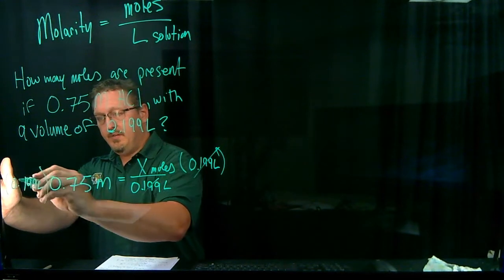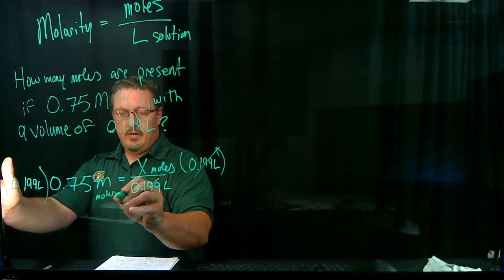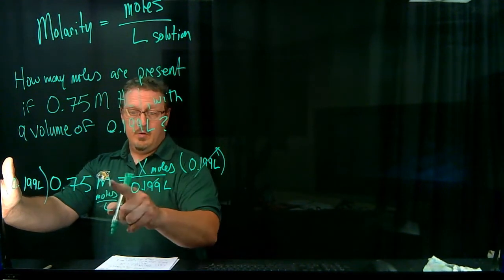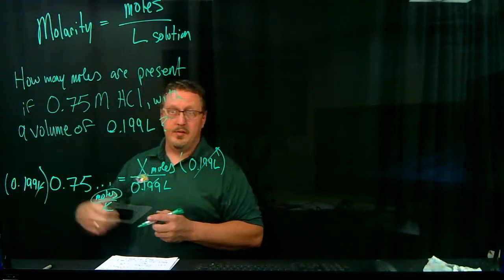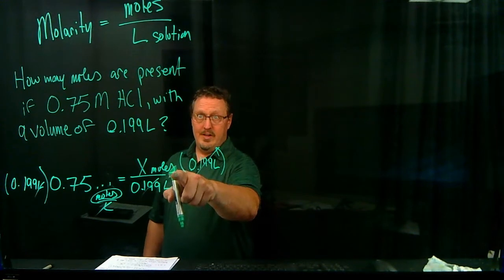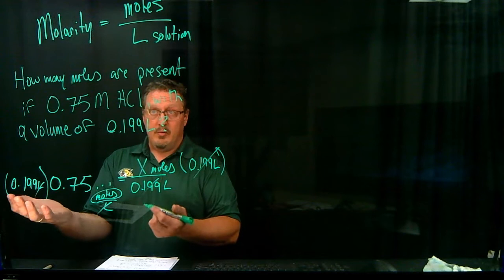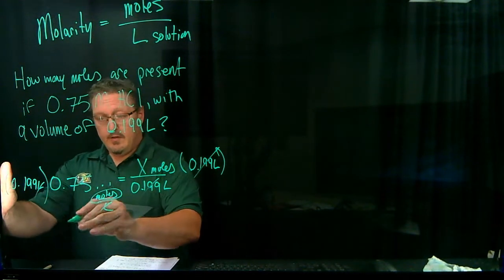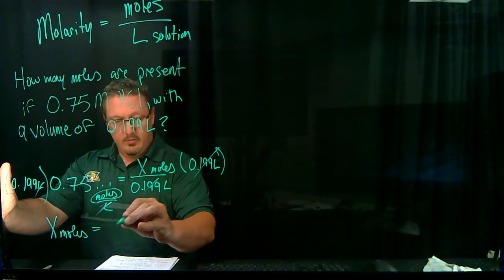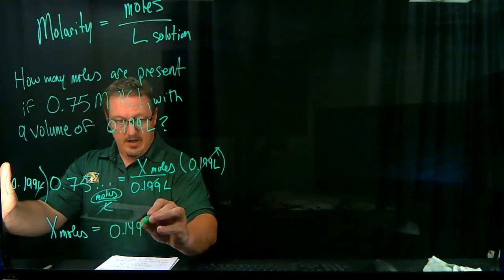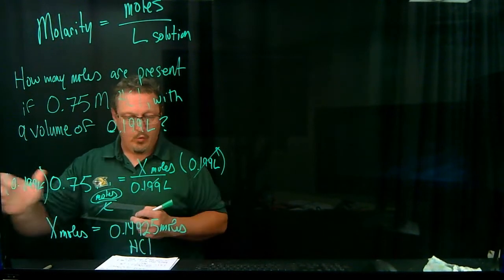0.199 liters. Now, remember molarity, though, is moles over liters. And so I'm going to get rid of that. Liters cancels off. That leaves behind units of moles in the top, which equals moles over here, which is what I got. And so all I have to do is multiply that times that, and that tells me the number of moles of HCl that are present. Okay? So my X moles of HCl is going to equal 0.14925 moles of HCl.